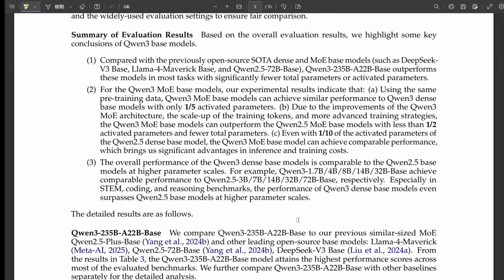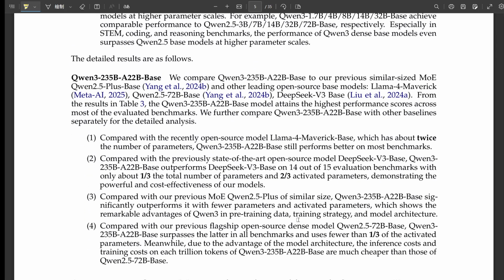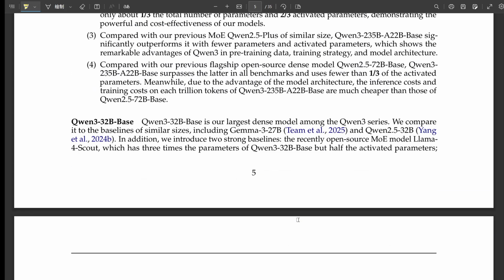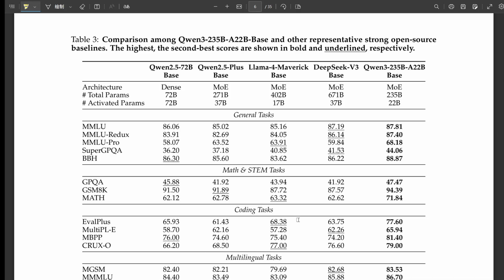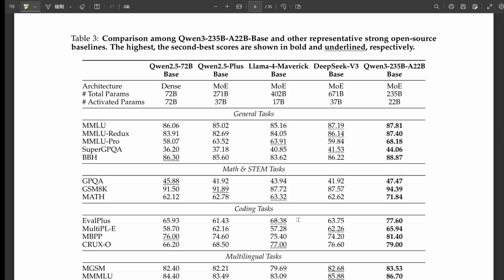The benchmarking section seems extensive. Incredibly expensive. They tested it across a huge range of benchmarks. General knowledge like MMLU and BBH, C-Eval, right. Math and STEM like GPQA, GSM8K, MATH, coding like EvalPlus, MultiPL-E, and of course multilingual tasks, MGSM, MMMLU, INCLUDE, and so on, the list goes on. A real gauntlet. Definitely. Gives a pretty comprehensive view of its capabilities.